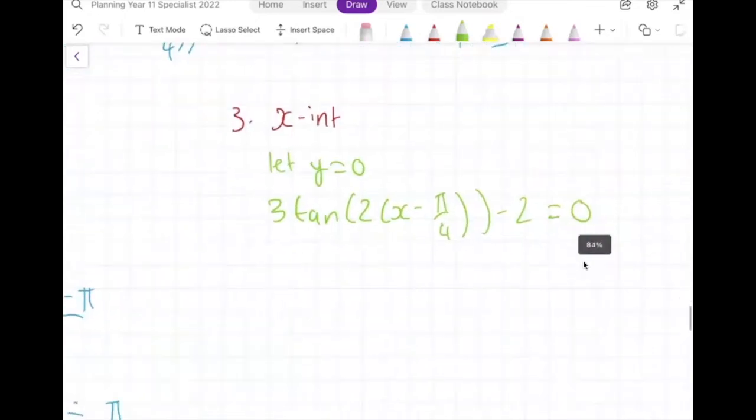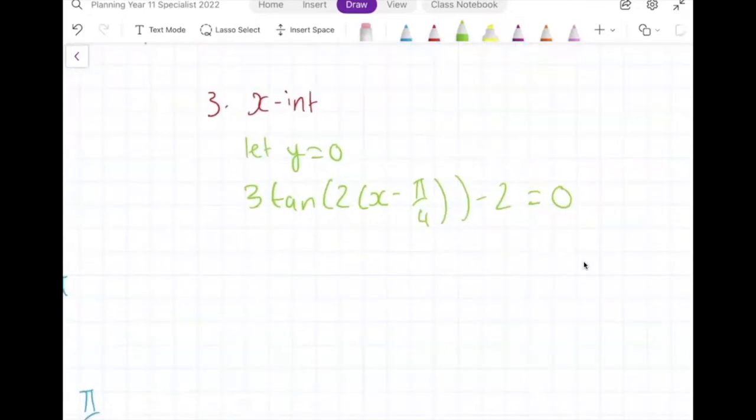So now if I do some rearranging, I can add 2 to both sides. I can divide both sides by 3. I get tan of 2x minus pi on 4 is equal to 2/3. Now, I don't have any exact value for tan at 2/3, so this one is going to be something we will solve with our calculators. This would have to be in a tech active test.